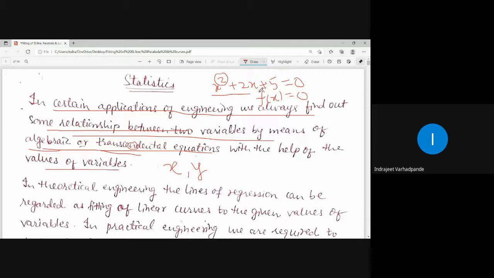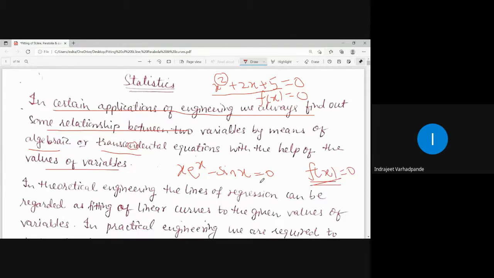This is purely a polynomial because it is containing a variable x, x square, right? The equation which can be written in the form x e to the power x minus sin x is equal to 0 is also an equation of the type f of x equal to 0. But this f of x is not purely containing variable x. It is involving the exponential term. It is involving the trigonometric term. So I can term it as a transcendental equation.